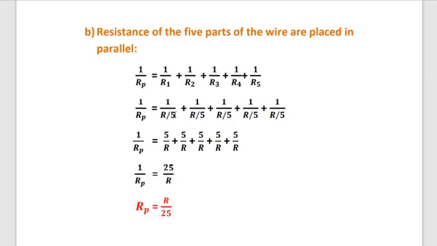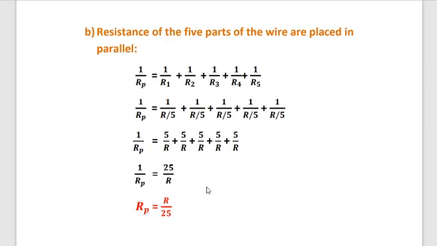So R by 5 comes to numerator means 5 by R. So 5 by R plus 5 by R plus 5 by R plus 5 by R plus 5 by R. So 5 times we can add the 5 by R. So that means 25 divided by R. So 1 by Rp is equal to 25 by R.